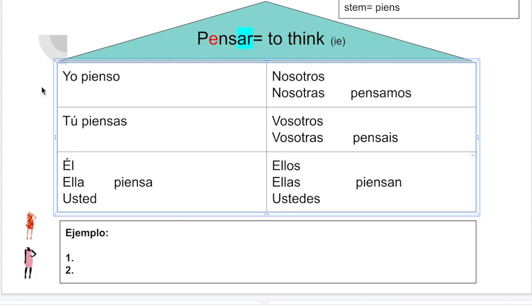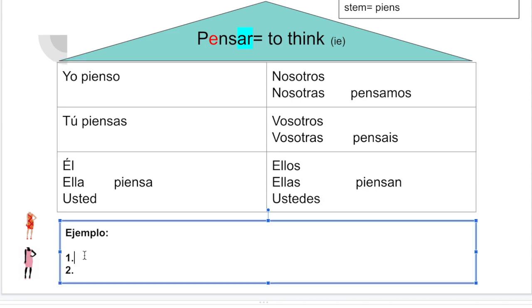Okay, remember, so I think, you informal think, él piensa, that would be he thinks, ella piensa, she thinks, usted piensa, you formal think, nosotros, we think, vosotros, vosotras, you all in Spain think, ellos think, they male think, ellas piensan, they female think, ustedes, you all think.